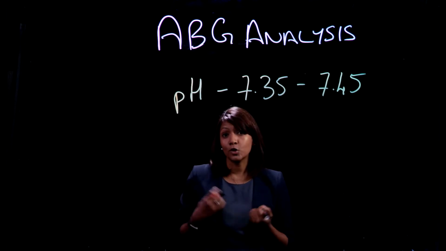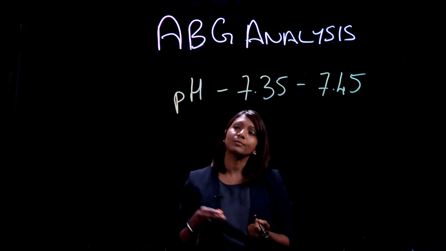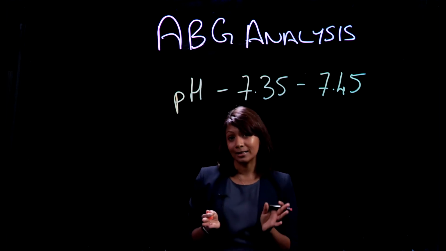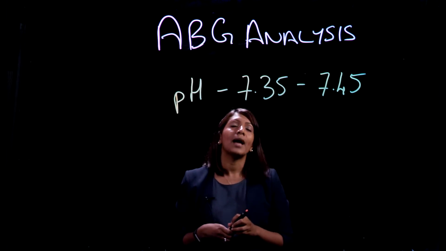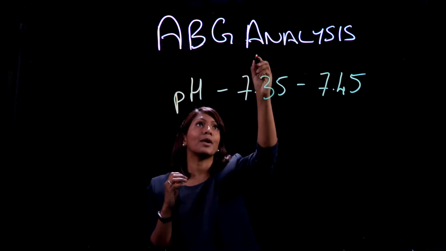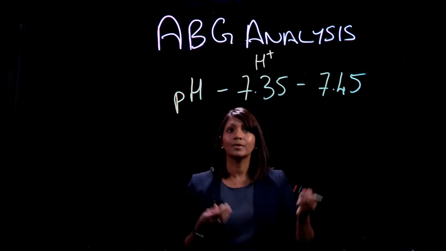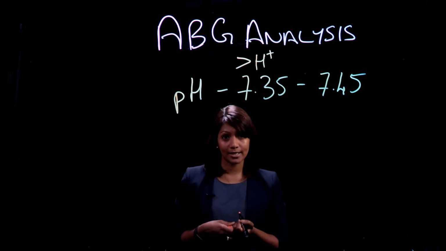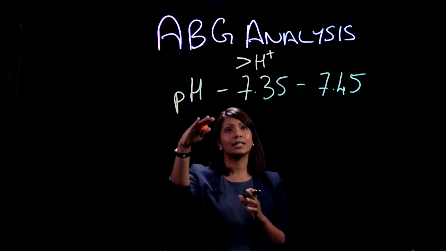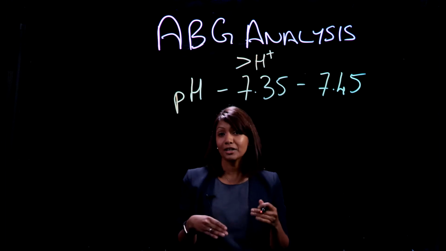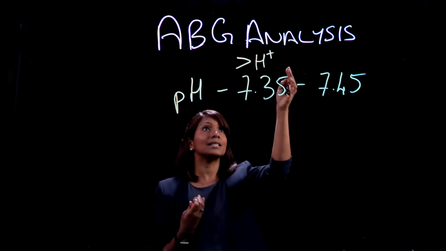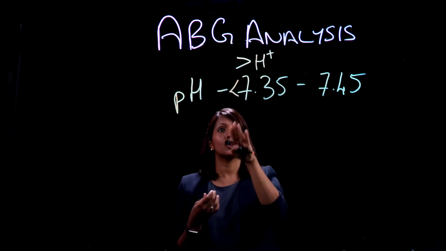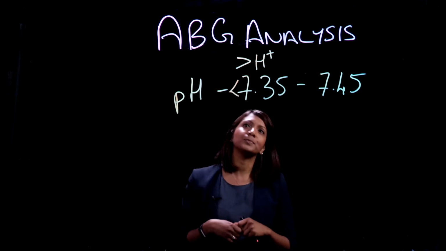While we know that is what the normal is, what does that actually mean? So the pH represents the acidity or alkalinity of our blood. And that is represented by the presence of hydrogen ions in our blood. So the greater the hydrogen ion, the more acidic our blood is. And that's reflected in the pH by a negative logarithm. So if the blood is acidic and the hydrogen ions are higher, it's represented by a lower pH. So the pH will be less than 7.35.